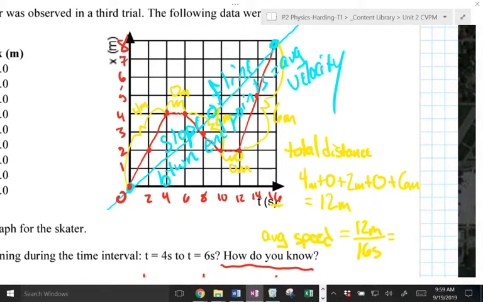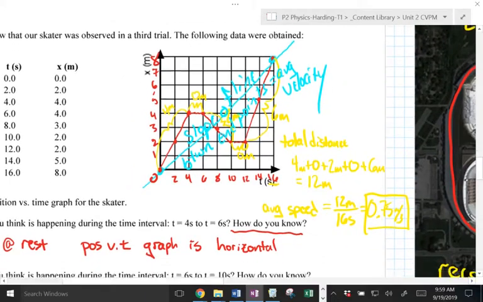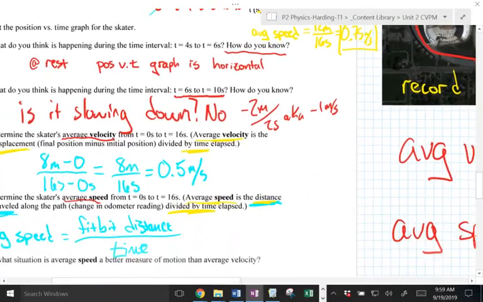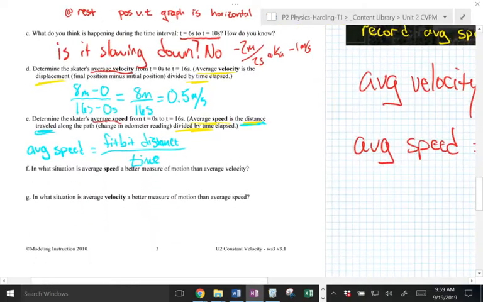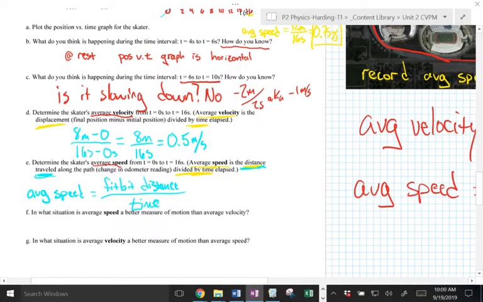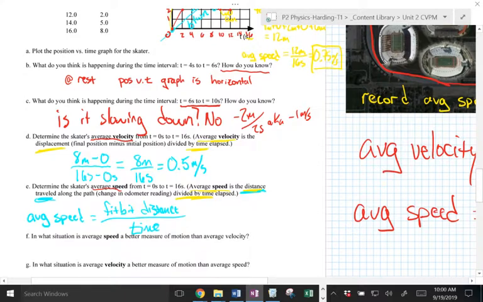He's so silly. All right, 12 meters divided by 16 seconds. That's 3/4, but you know that I don't like fractions, so you would write 0.75 meters per second there for the average speed. Okay? So be mindful of that, friends. When you're talking about average speed, average velocity just cares about where you ended up and where you started. But average speed cares about the whole thing, the distance, okay?